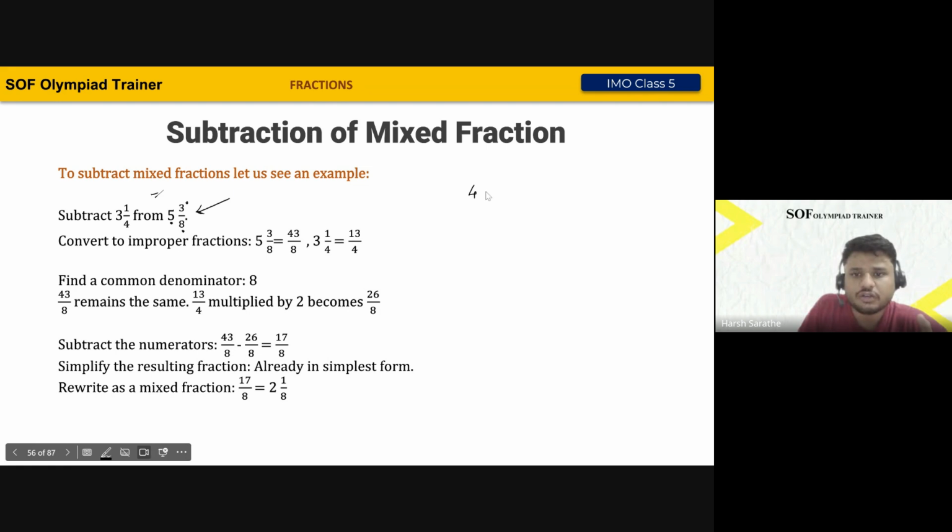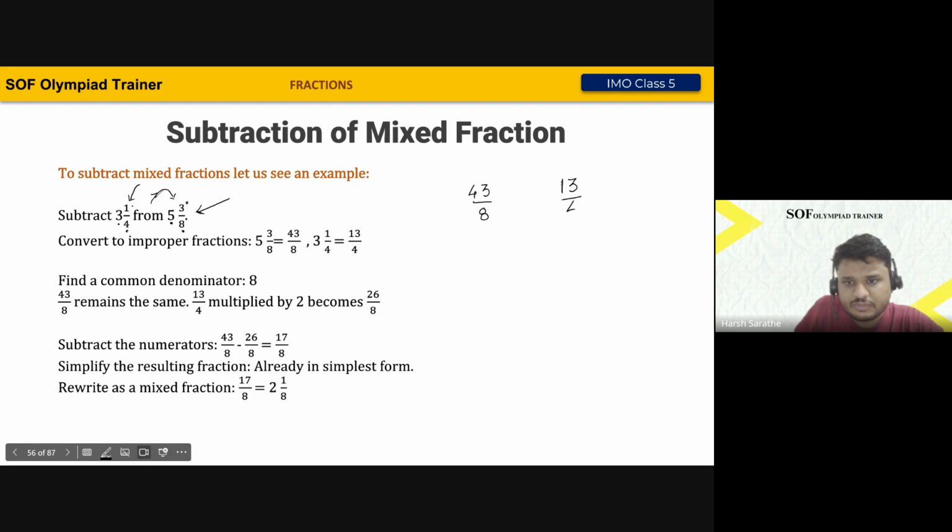by 8. So whatever fraction has been written after the "from", you will write it first. Okay, you will write 43 by 8 first. And then we'll simplify the other fraction, which is 3 and 1 by 4: 4 times 3 is 12, plus 1 is 13. So that will become 13 divided by 4, beta.